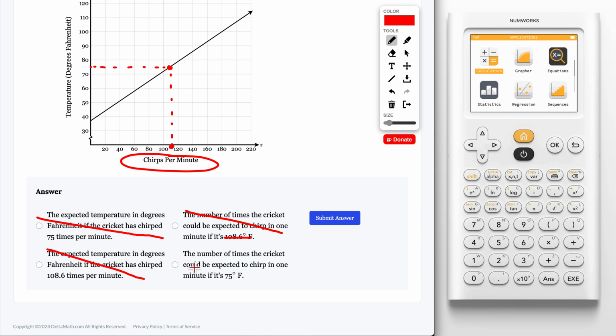So let's check our last one. The number of times the cricket could be expected to chirp in 1 minute if it is 75 degrees Fahrenheit. Well, 75 degrees Fahrenheit, our x value would be the number of chirps. So it represents the number of times the cricket could be expected to chirp. That is correct. So this is our answer.